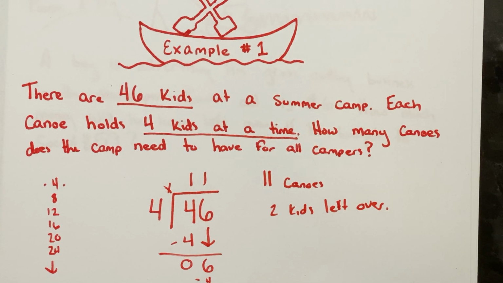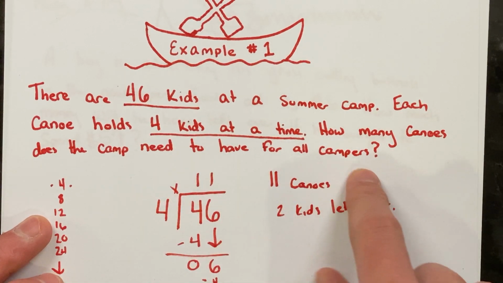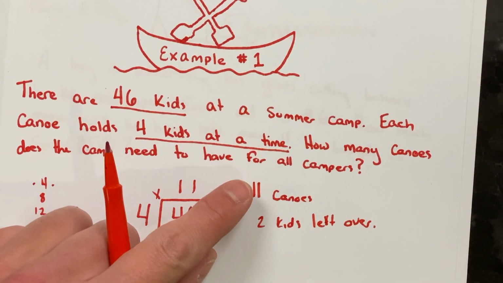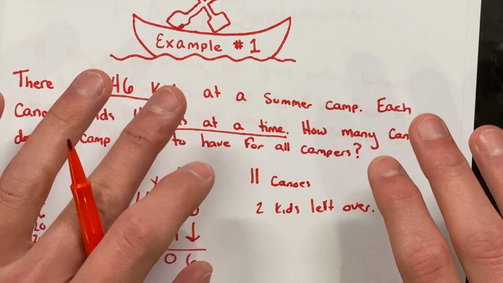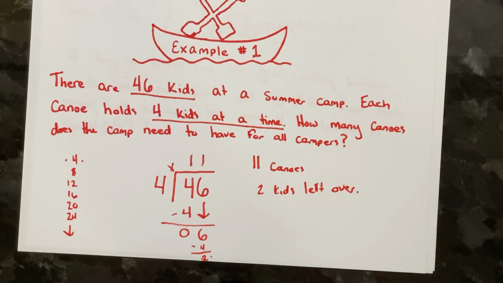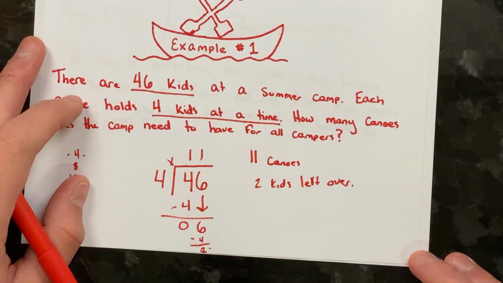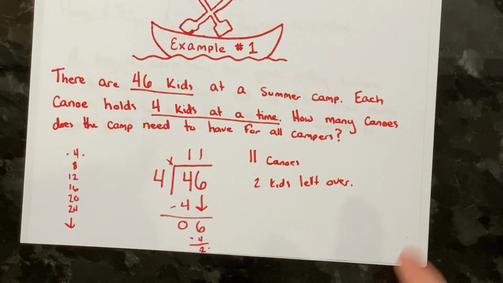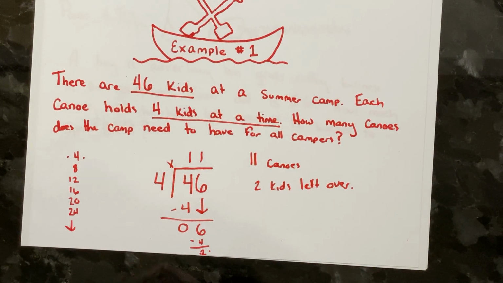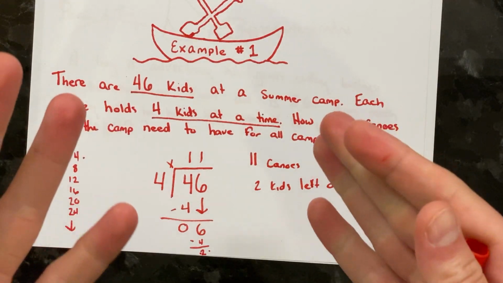So here's the deal. The question asks me, how many canoes does the camp need to have for all the campers? Right now they have 11 canoes, but they have 2 kids left over. In the real world, how on earth would I solve this problem? Well, if I was a counselor at that camp, I'd probably go into that scary old shed where there's probably spiders and all sorts of critters that I don't want to see, but I'd have to get out another canoe for these kids. So how many canoes does the camp actually need?